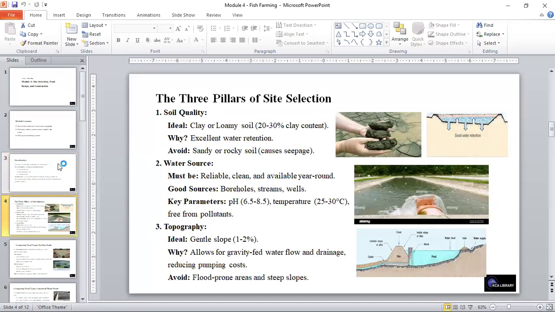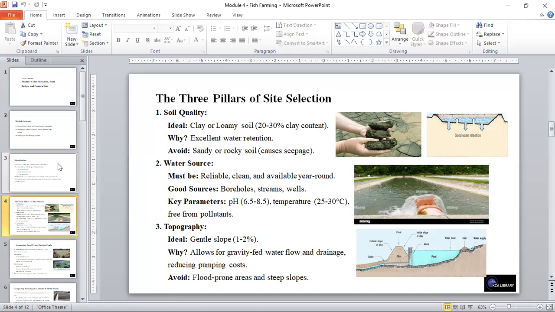Moving to the 3 pillars of site selection. In order to select a site for fish farming, there are 3 important factors that need to be put in place. Number 1 is soil quality. Number 2 is water source. Number 3 is the topography.